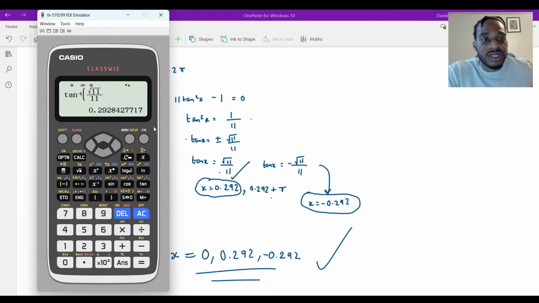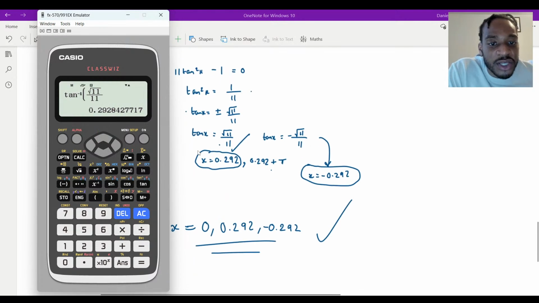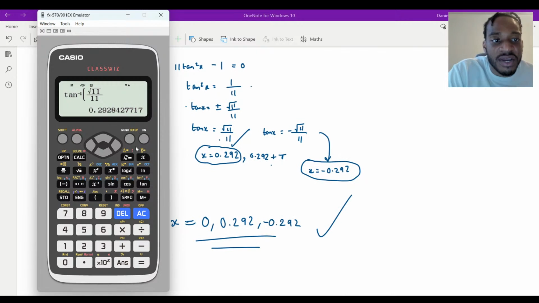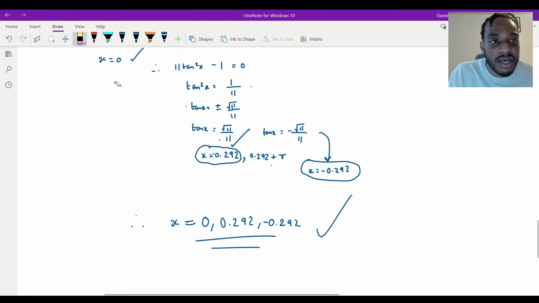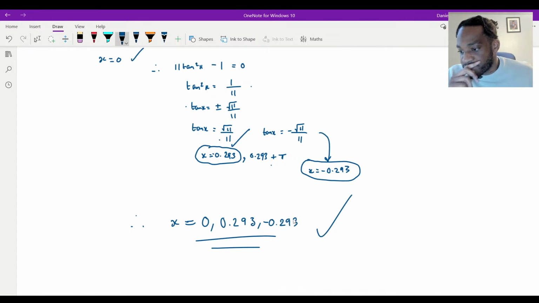Oh, apologies. To three decimal places or three significant figures, that's 0.293, by the way. My bad. That should be threes there. Let me change that. So I'll put 9-3 here and then do that. That should be 9-3. So that's it. Yeah? Cool. Right. So that's done.